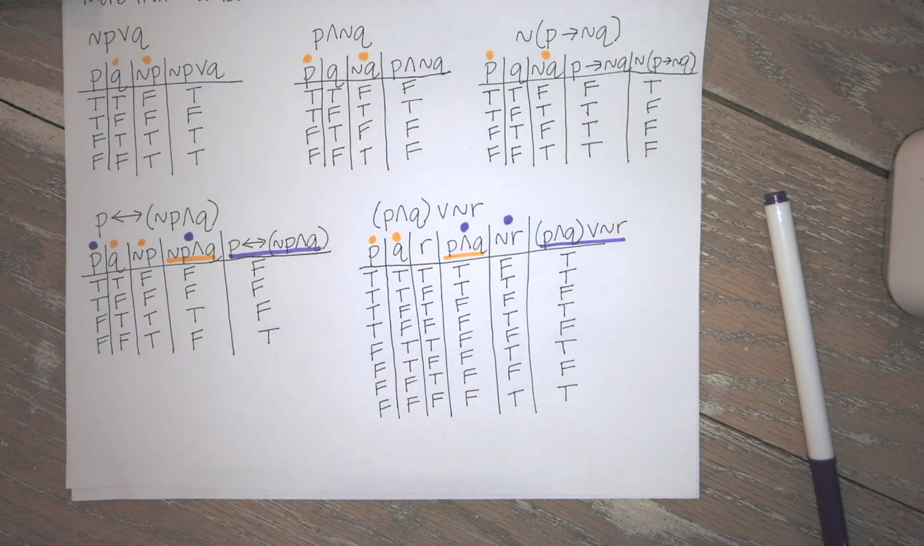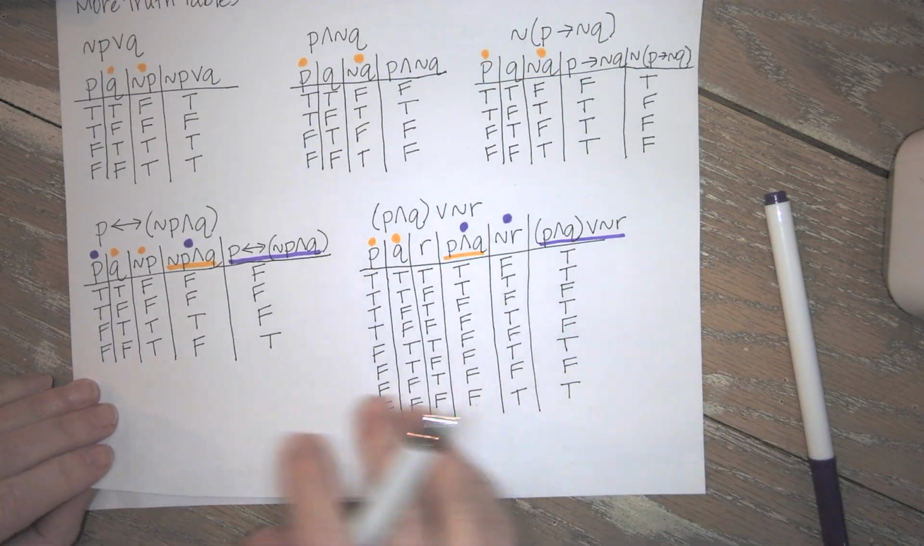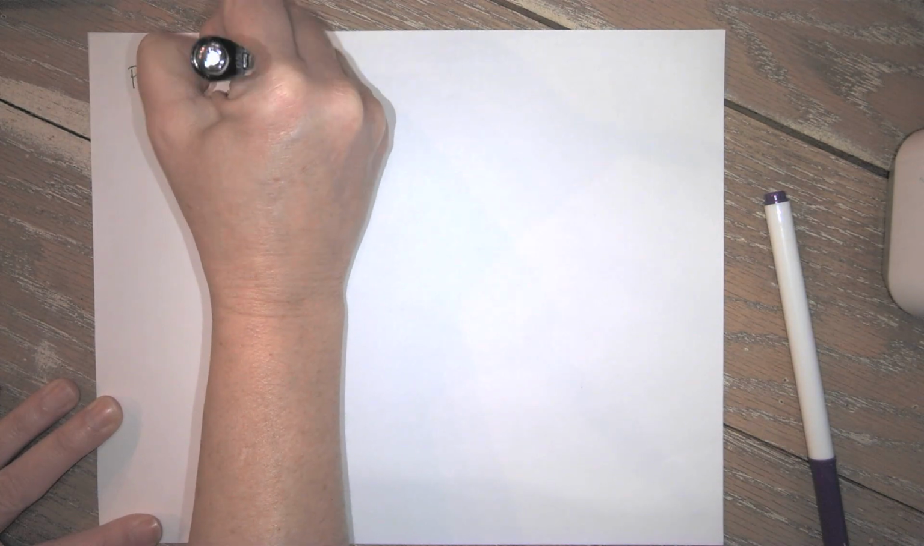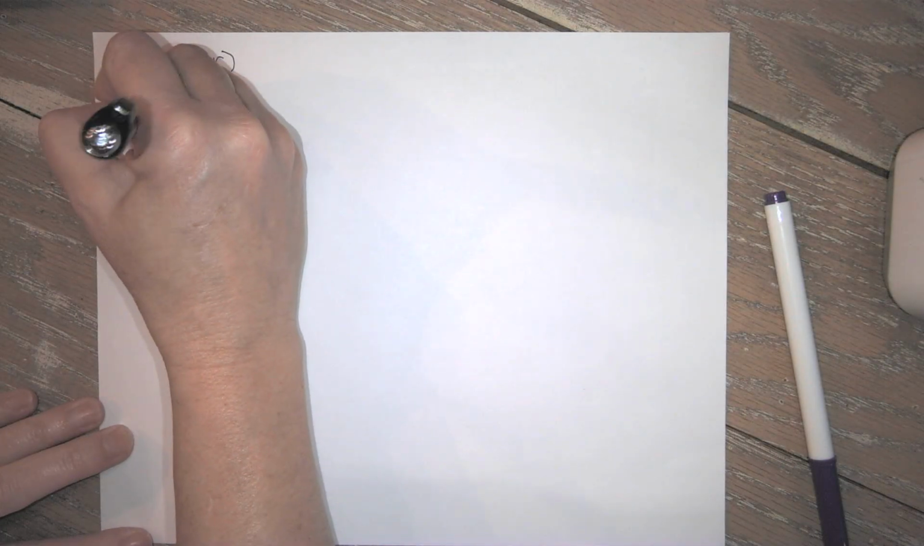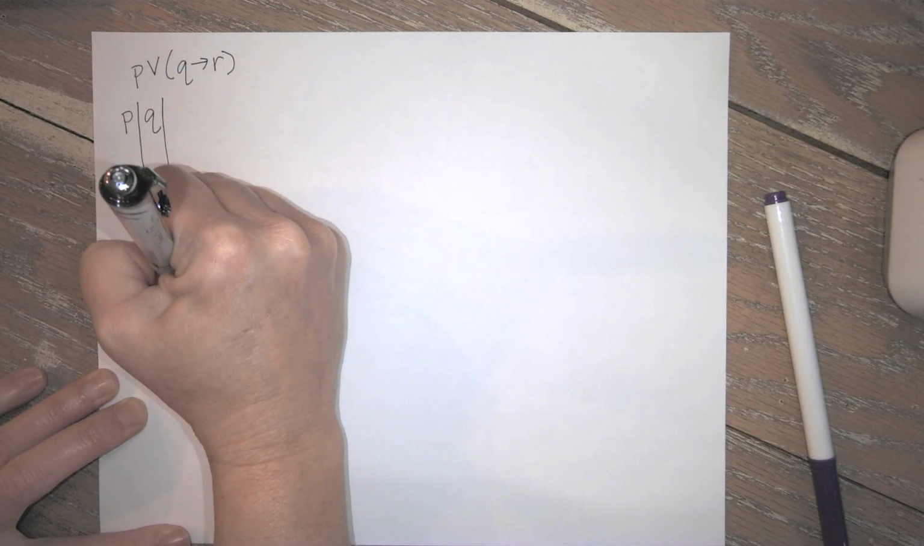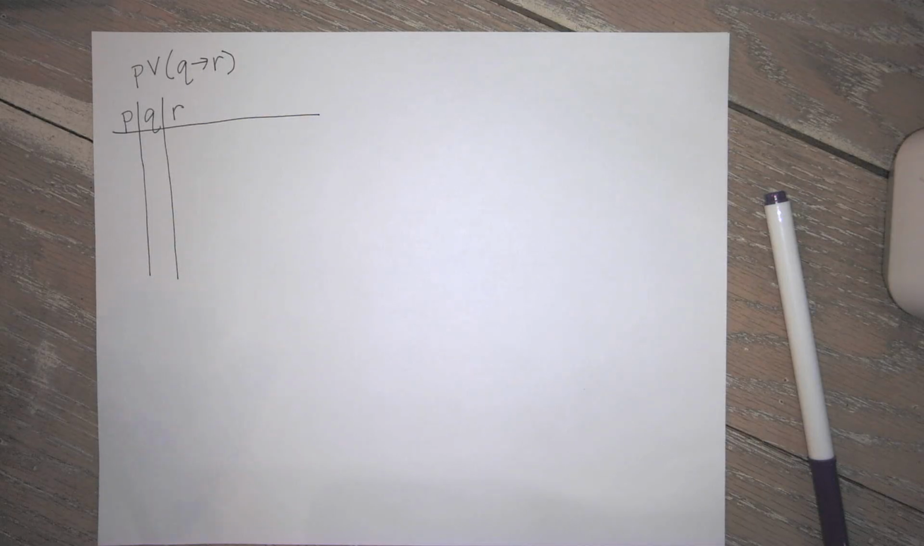All right, let's do one more with P's, Q's, and R's. How about P or if Q, then R? Okay, so again, right when you see that you have P's, Q's, and R's, you know that in your truth table, you're going to have 8 scenarios or 8 possible scenarios instead of 4.